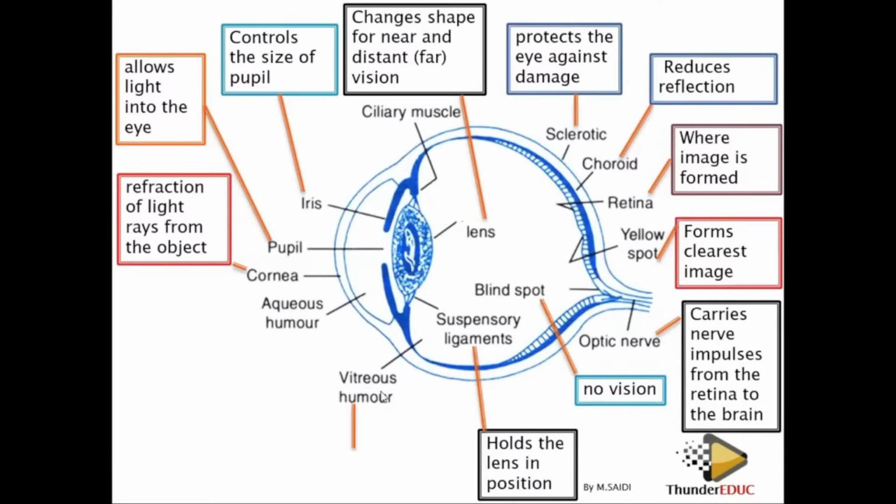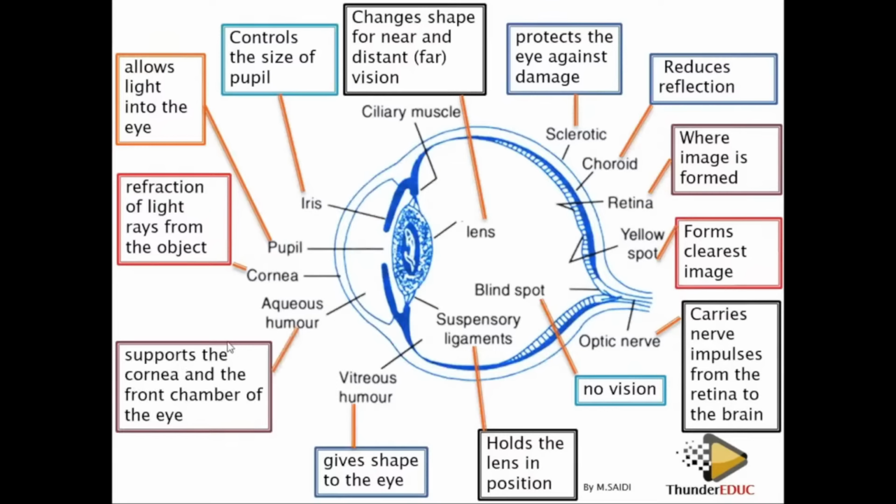Then you have the vitreous humor. The vitreous humor is very important in giving the eye its shape. This fluid which is found in the eyeball prevents compression. Because it is a liquid, it prevents compression, and then the eyeball can obtain its shape.